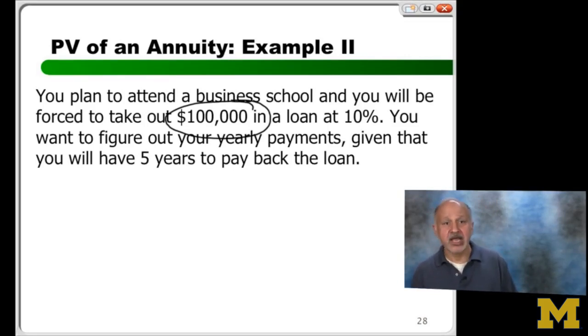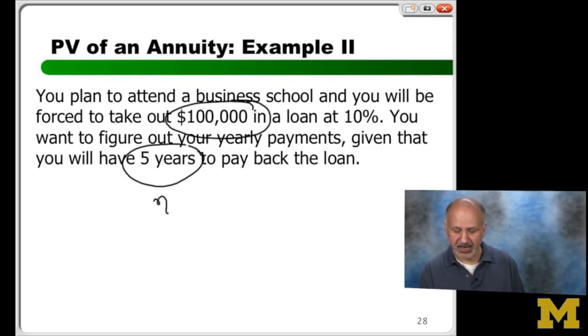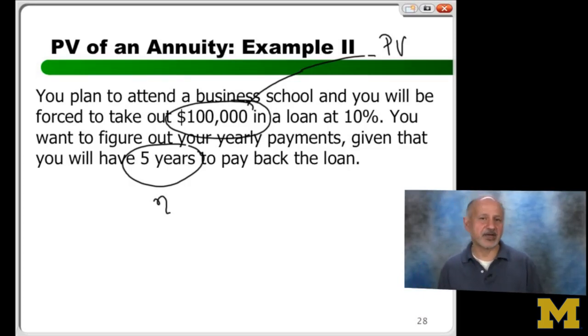Anyway, you want to figure out your yearly payments given that you will have 5 years to pay back the loan, right? So what do I know? We call this guy N. We call this guy what? PV, FV, PMT. Well, we call it PV. Why? Because when I walk out of the bank with $100,000 of loan, I have the money today. But what do I have to do? In this case, pay a hefty 10%.